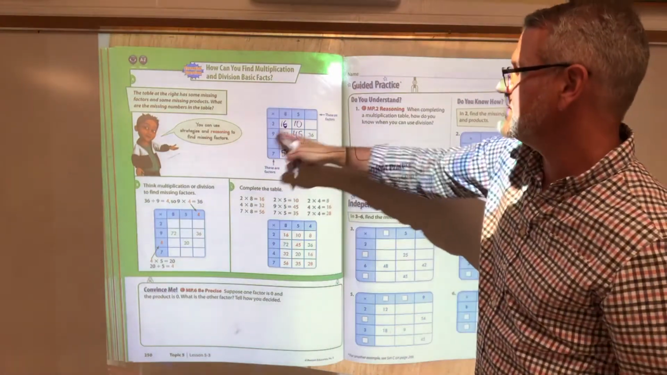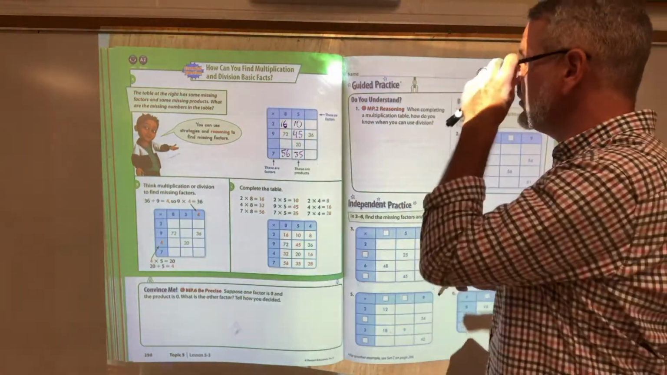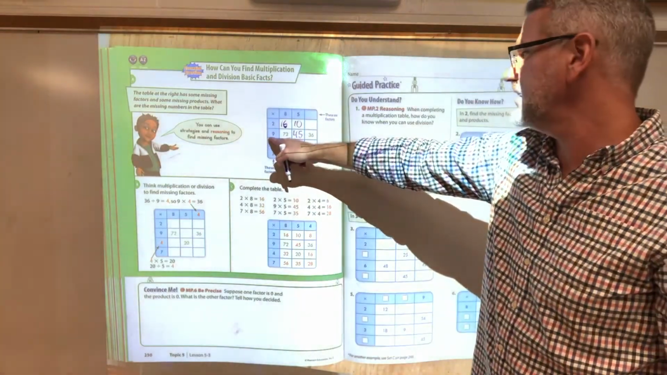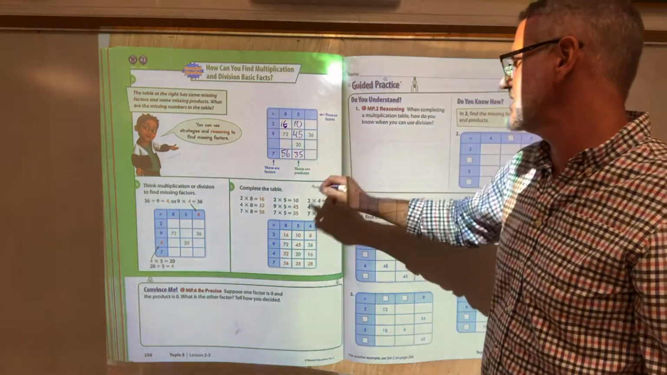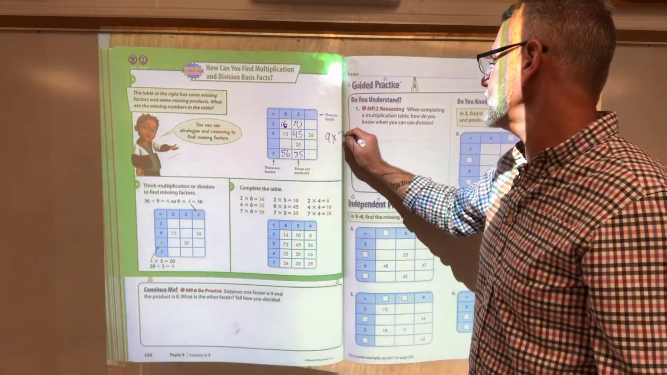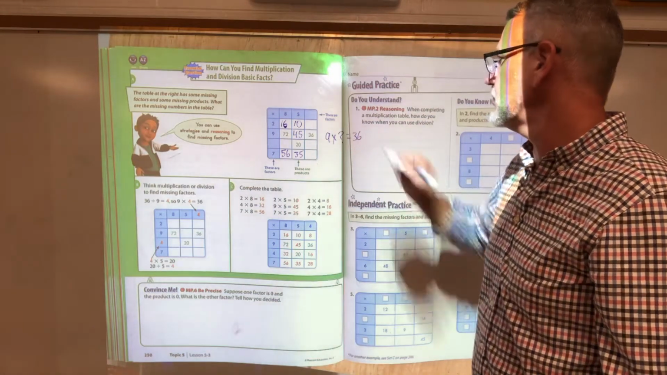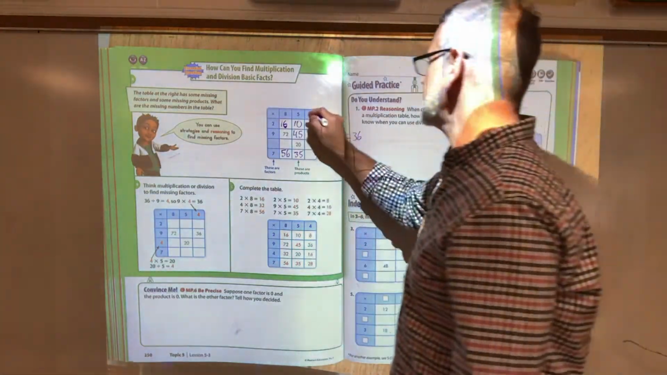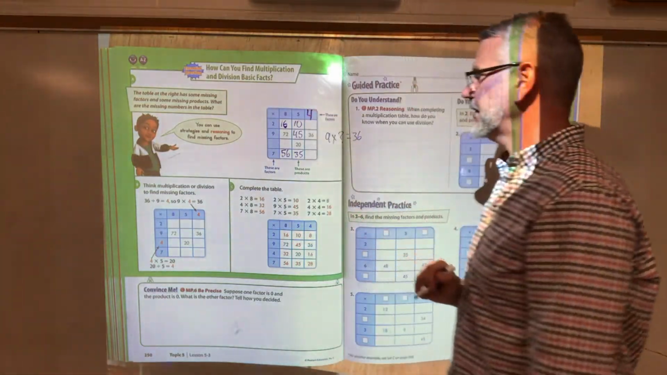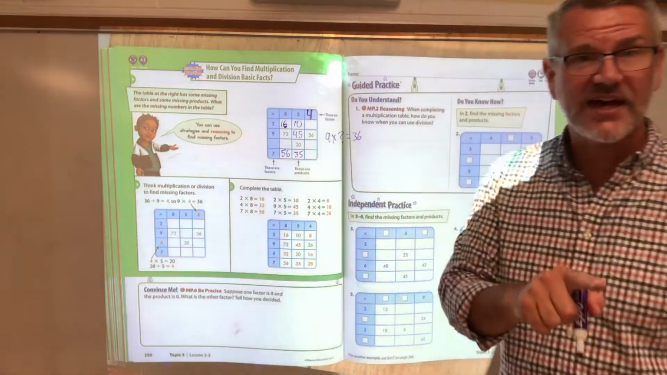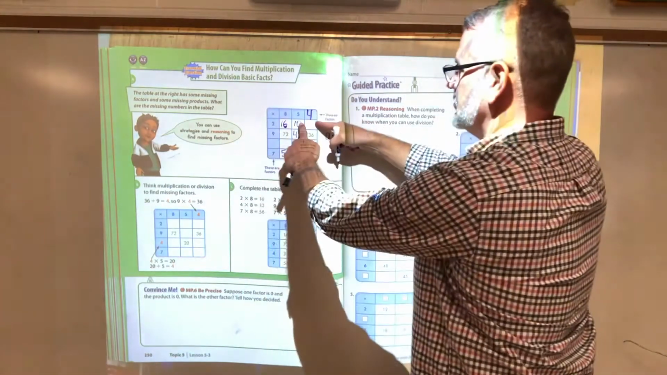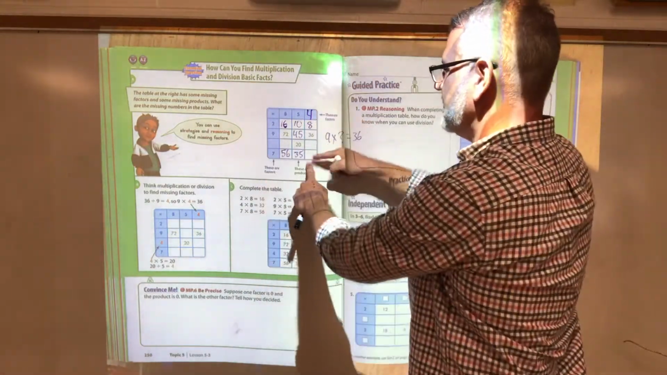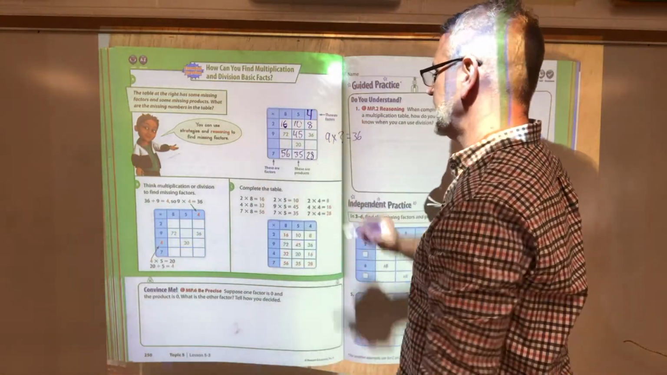Well, the problem is we've got some missing factors here. And to figure those out, we can say, well, I've got 9 and I've got 36. So 9 times what equals 36? And that's going to be the factor that goes here. And that's going to be a 4. Now if you know that, now you can figure out these others. 2 times 4 is going to be an 8. 4 times 7 is going to be a 28.